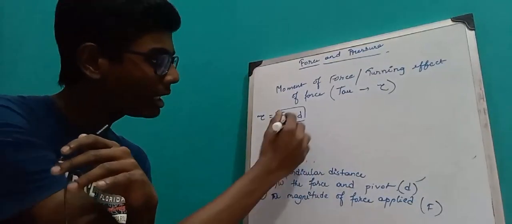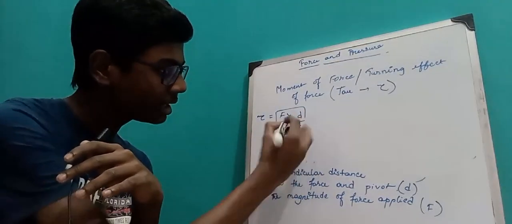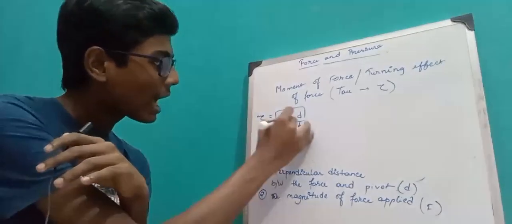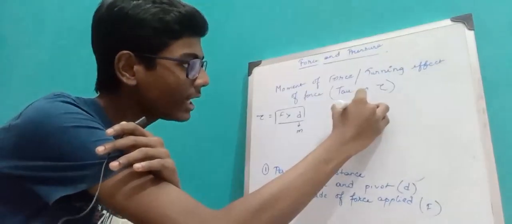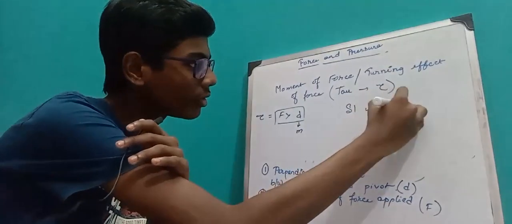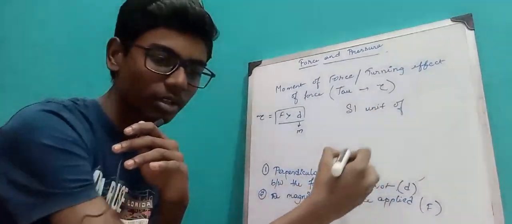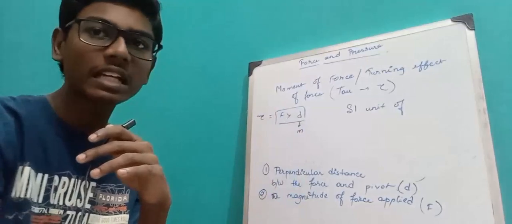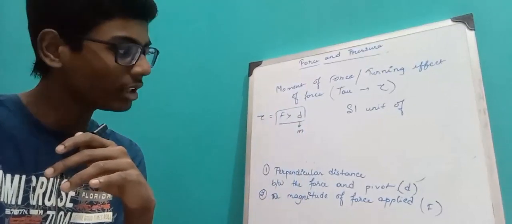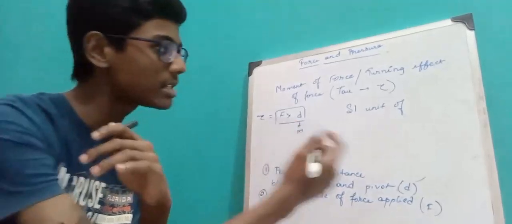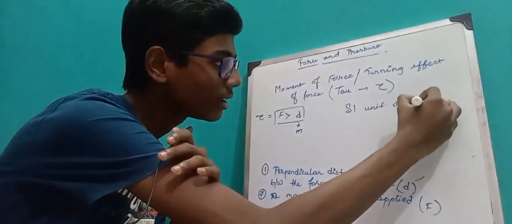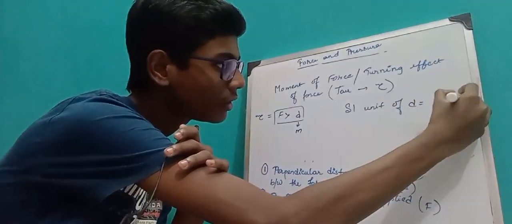Now, perpendicular distance. We know the SI unit of distance is the meter. Distance here is basically the length between the force and the pivot. That is what is referred to as the distance. So that is SI, your meter.